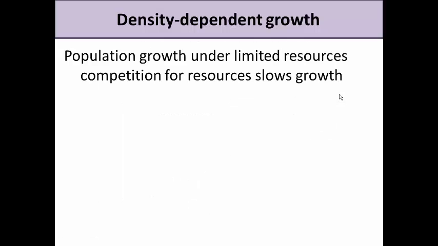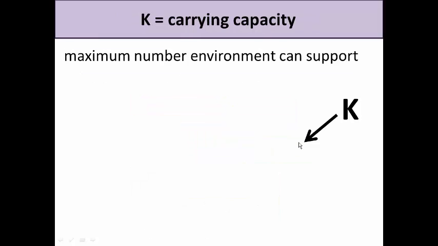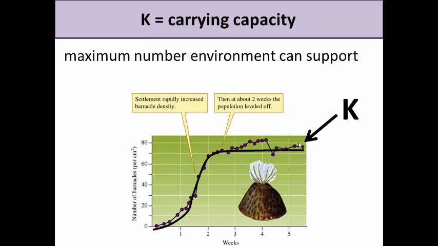So, density-dependent growth: the population growth is under limited resources. Competition for resources slows growth. Again, we're going to look at the barnacle, where you get this rapid increase, and then it's going to level off. Your birth rates are going to decrease, your death rates are going to increase. Here's where you're going to find the carrying capacity. There you go. That was a little funky, but here you can see carrying capacity right there.